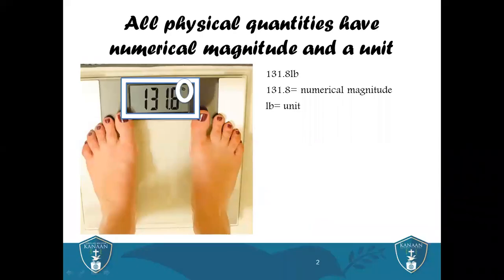Okay, units, also known as physical quantities. All physical quantities have a numerical magnitude and a unit. In this case, we can see the magnitude is 131.8, and the unit given here is pounds, as shown in the small circle. You may also see this in other places. Volume of water, 100 milliliters. 100 is the numerical magnitude and milliliters is the unit.